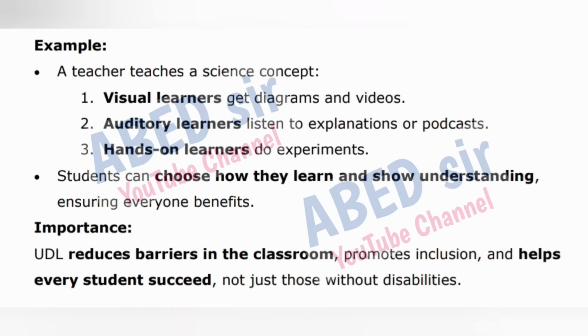Example: a teacher teaches a science concept. 1. Visual learners get diagrams and videos. 2. Auditory learners listen to explanations or podcasts. 3. Hands-on learners do experiments. Students can choose how they learn and show understanding, ensuring everyone benefits. Importance: UDL reduces barriers in the classroom, promotes inclusion, and helps every student succeed, not just those without disabilities.